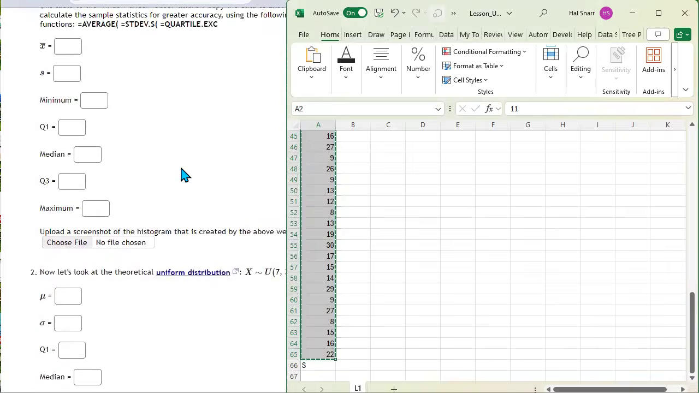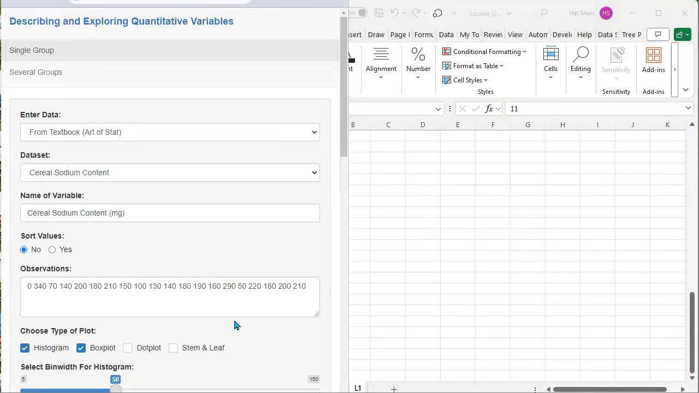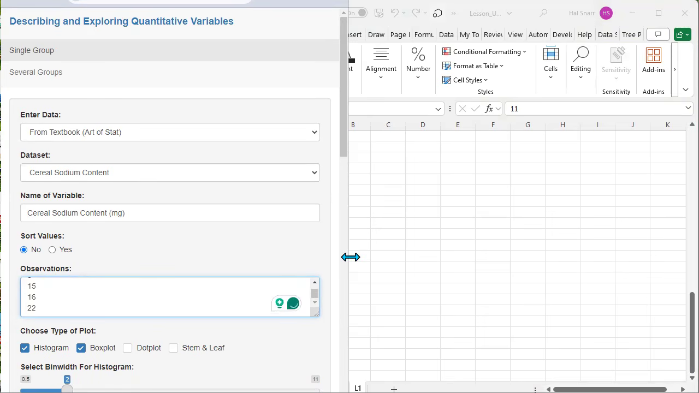And then I'm going to click on this link up here, exploring quantitative data. I'm going to paste it in this website called Describing and Exploring Quantitative Variables. Then I'm going to expand it out a little bit so I can see the charts.